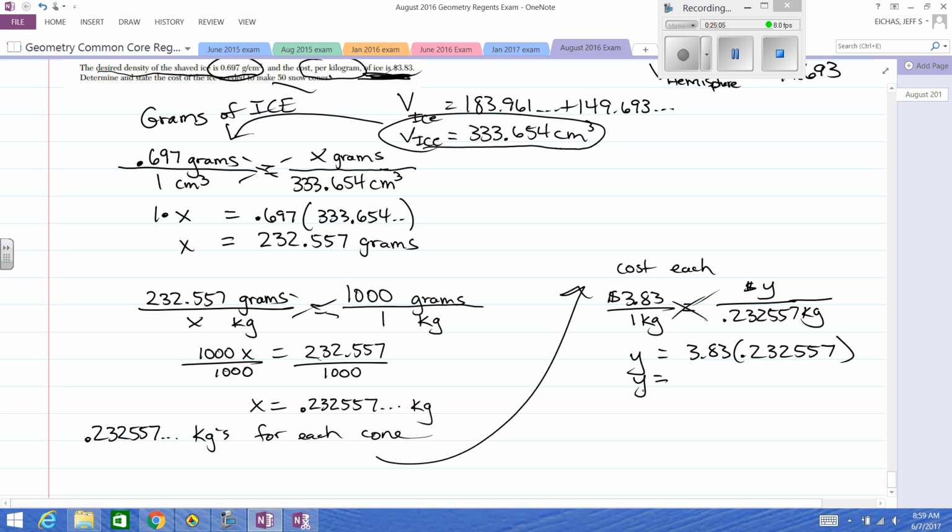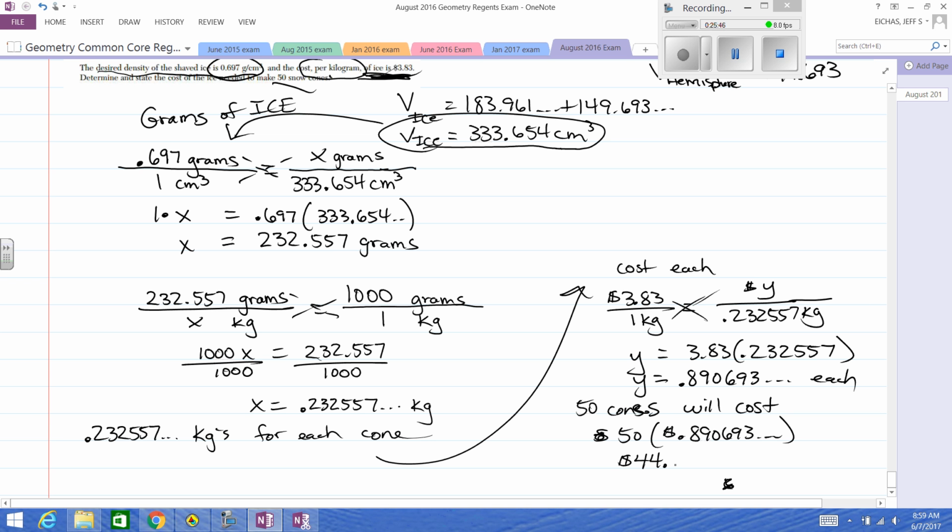Let me just type this in and multiply, 3.83. All right, I get about 89 cents per cone, 0.890693. That's each. Now if we want 50 cones, it'll be 50 times 0.890693. Hitting times 50 now, $44 and let's see, 53 cents.